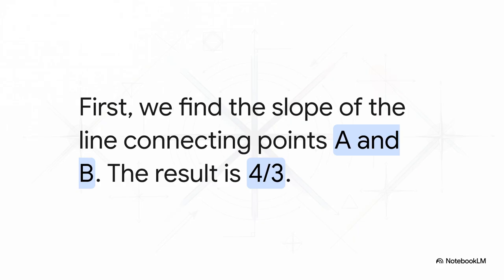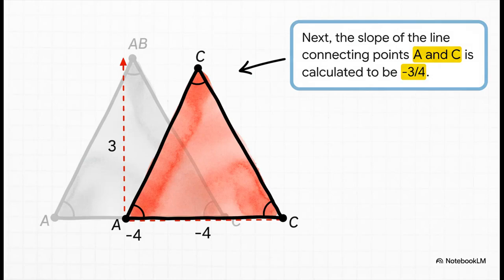First, we need the slope of the line connecting points A and B. We use our slope formula, and we get a slope of 4/3. Okay, part 1 is done. Now, let's check the other line that makes up that same corner, the one from A to C. We run the numbers again, and the slope for that line comes out to -3/4. So for angle A, we have 2 slopes to compare, +4/3 and -3/4.